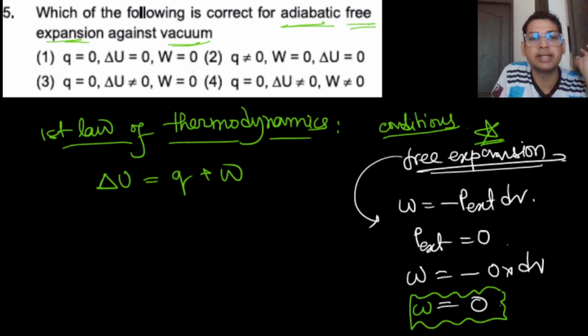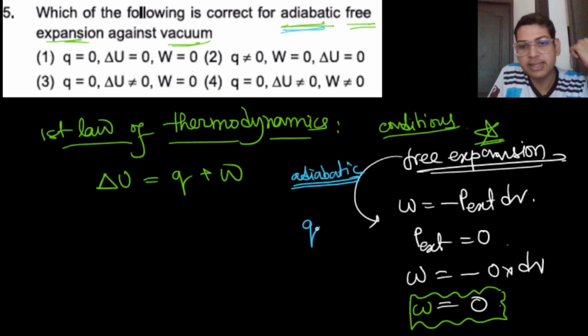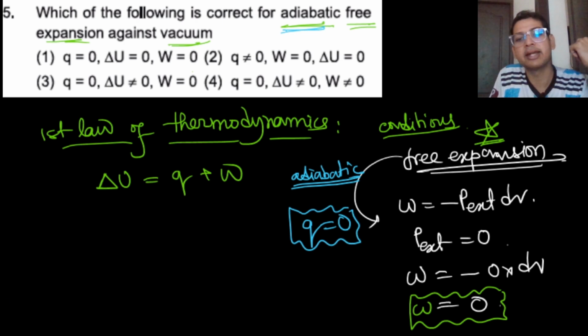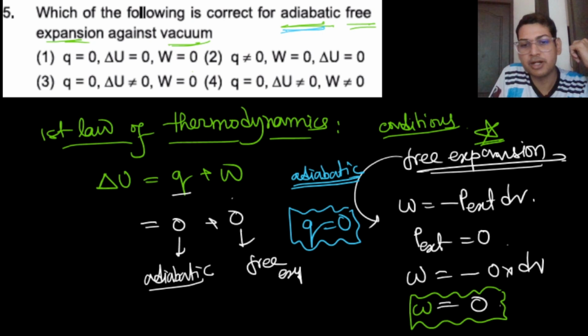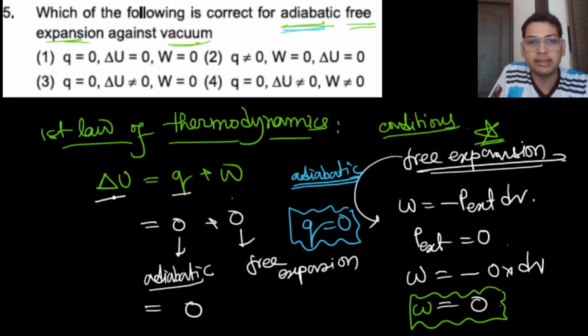Sir, what is the other condition that is given? The other condition is that it's an adiabatic process. Sir, adiabatic process means there will be no heat change, right? Yes, there will be no heat change. So I can put Q as 0 because it's an adiabatic process, and W equal to 0 because it is a free expansion. Then I get 0 plus 0 is equal to 0, so delta U is also 0. That means option 1 is matching very beautifully, and that will be my answer.